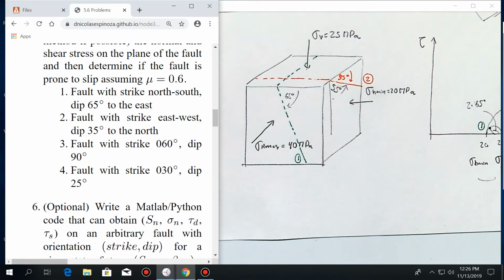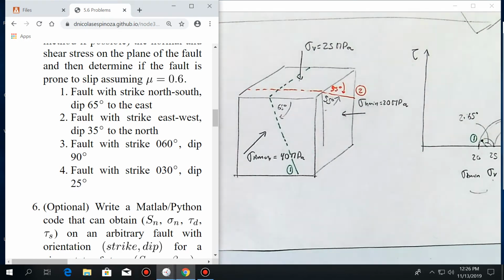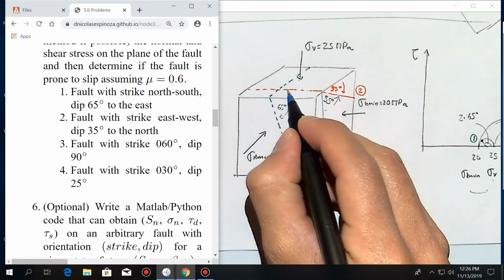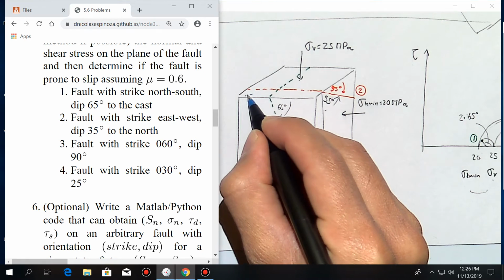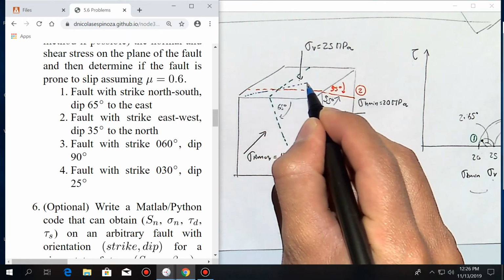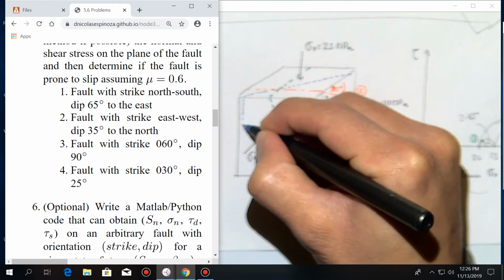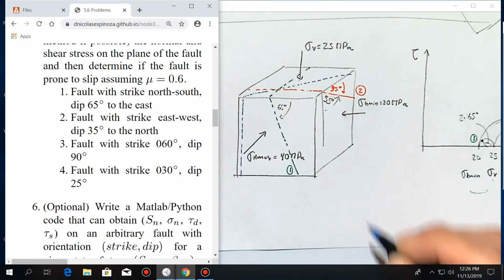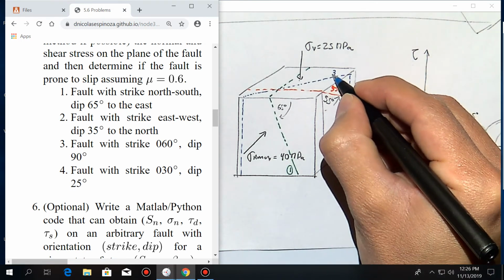Okay, and the third one is a fault with a strike of 60 degrees and a dip of 90. So this is going to be something like this. Number 3.